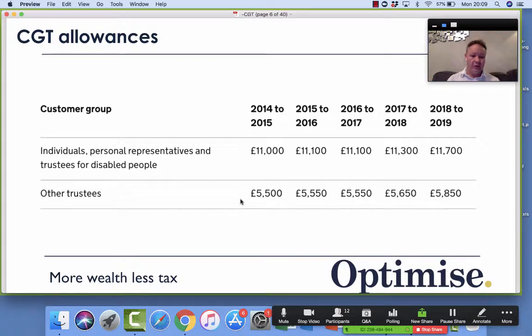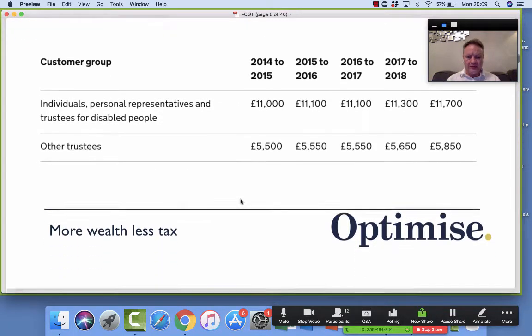However, if you're a trustee or you want to put your assets into a trust, then you just need to bear in mind that the allowance for trustees is a lot less than you as an individual, half in effect. So those are the rates.